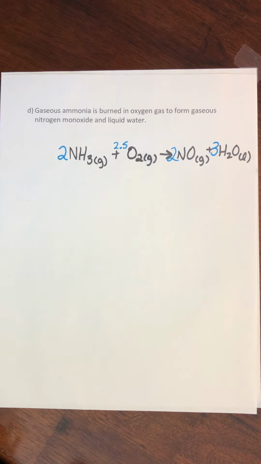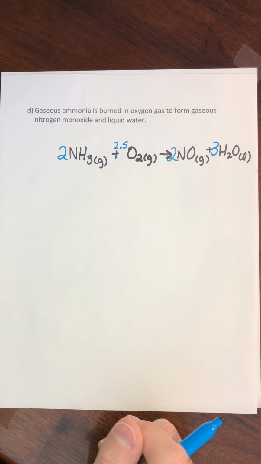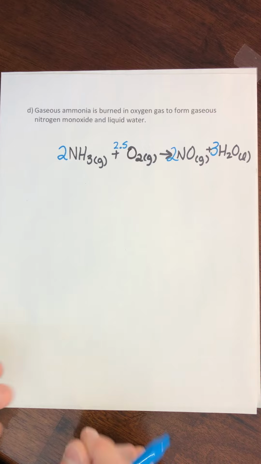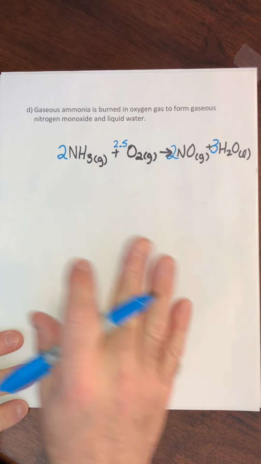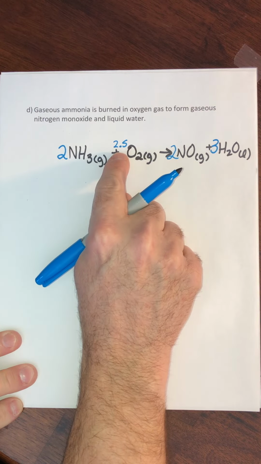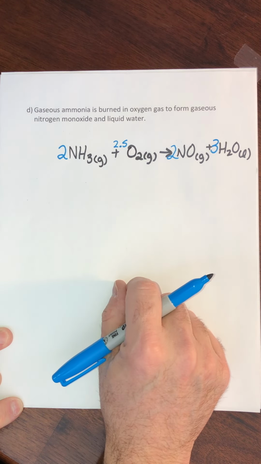When we were doing heats of formation at the very beginning, I said we don't mind having decimal coefficients because we really want to have one mole of the product. But the only place that we really do that is heats of formation, not in just general reactions. This is a general reaction. So for this one here, I really don't want to leave the 2.5.